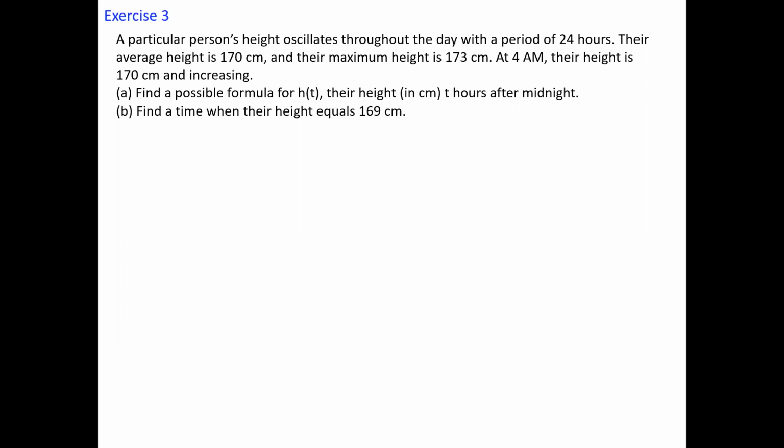A particular person's height oscillates throughout the day with a period of 24 hours. The average height is 170 centimeters, and the maximum height is 173 centimeters. At 4 a.m., the height is 170, and that means the average, and it is increasing. Find the possible formula for h of t, the height in centimeters, t hours after midnight. Find the time when the height equals 169 centimeters.